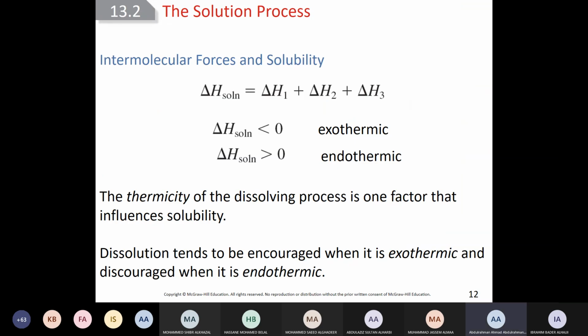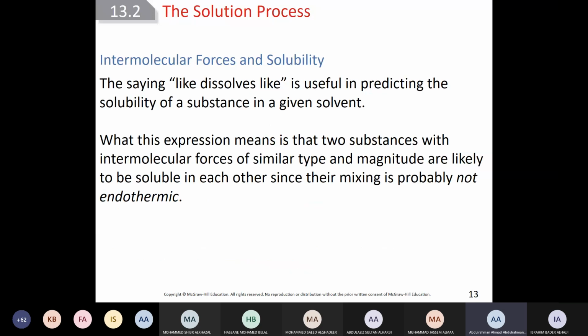So if delta H solution is less than zero, it will be exothermic. Is this going to be 100% dissolved or not dissolved? Dissolve. Definitely it will dissolve 100%. But this one, maybe it will dissolve, maybe it will not dissolve. Is this clear? Because there is another reason. I will talk about it in a short time.